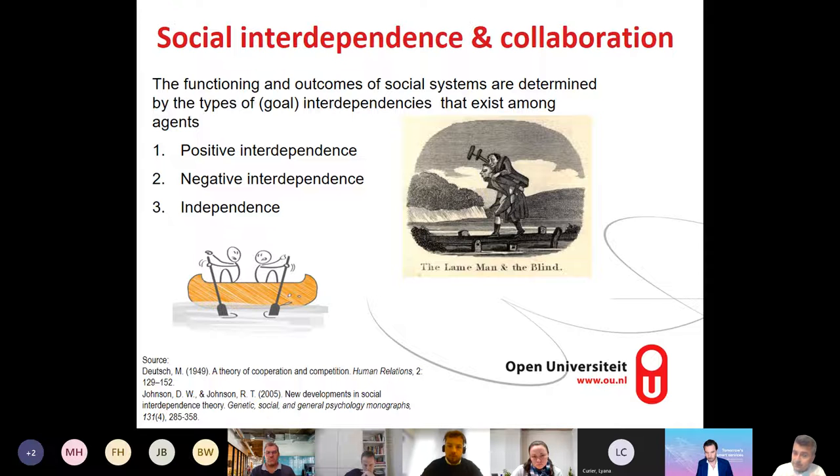You know, the blind person will be the eyes of the lame person, and the lame person will be the legs of the blind person. So the core issue of positive goal interdependence is this focus on diversity, on what we can do, and not the focus on what we cannot do. And this is a perspective that clarifies a little bit what it takes to build collaborative relationships.